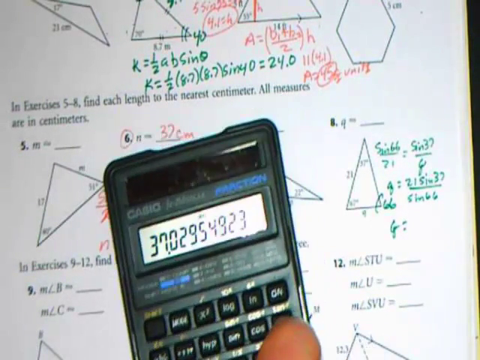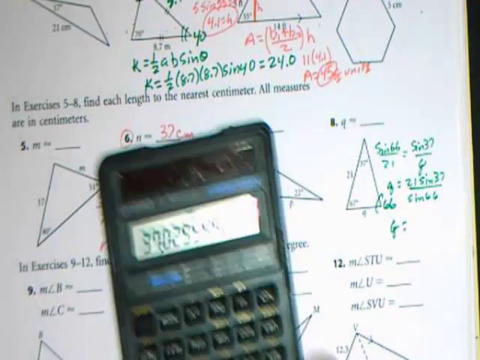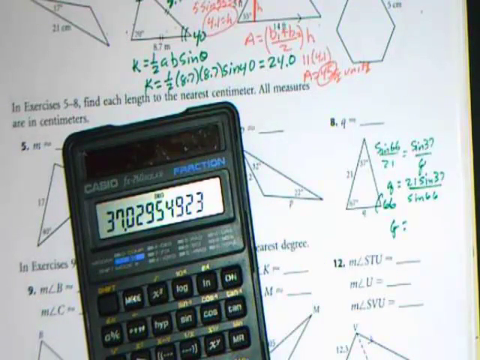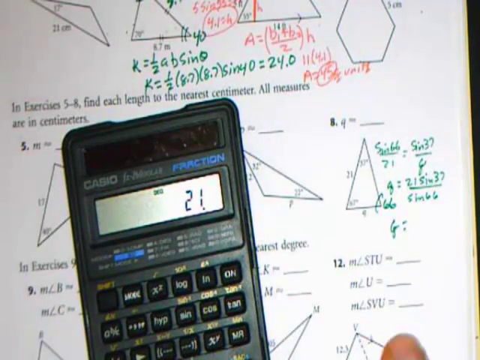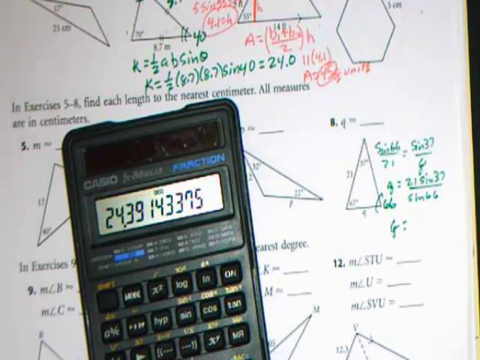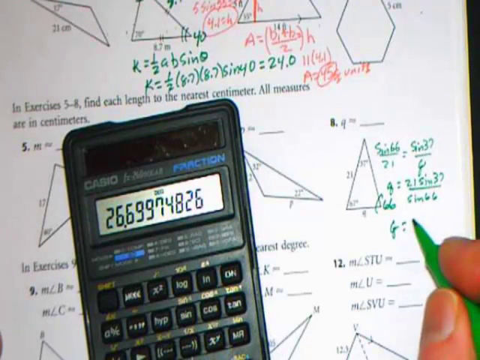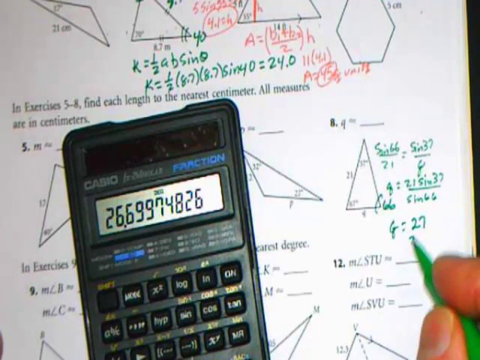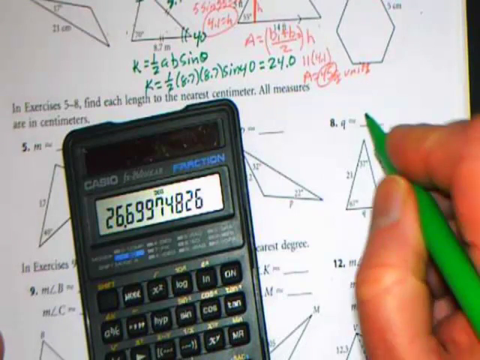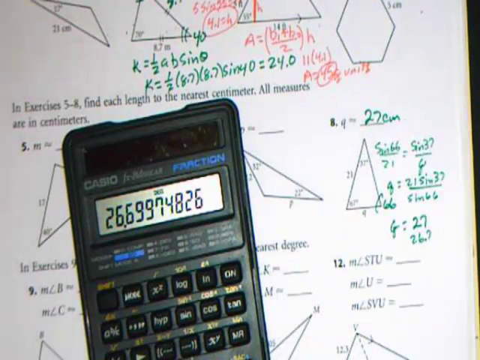So 21 times the sine of 37, equals, divided by sine of 66, equals 26.69. So to the nearest centimeter, that's going to round up to 27. 26.7 rounds up to 27. And it's in centimeters. So that was pretty straightforward.